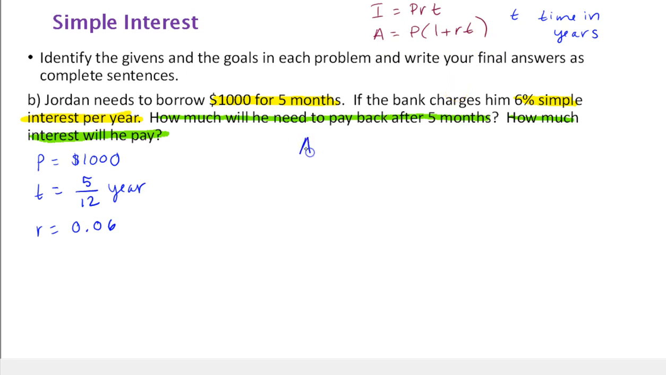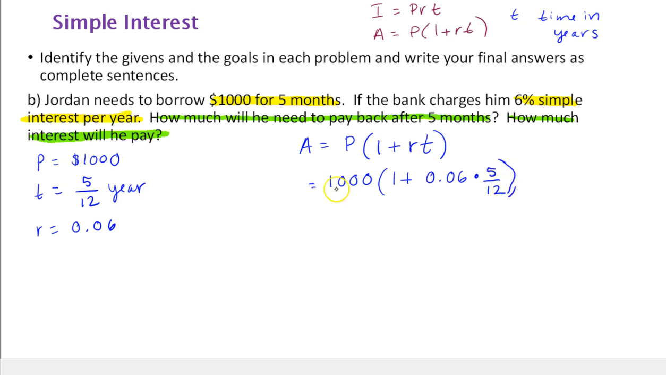So the amount he pays back is principal times 1 plus rate times time. Now we'll plug in our given values. That's 1,000 times 1 plus 0.06 times 5/12, close parentheses. Don't be bothered that we're multiplying decimals and fractions. We're just going to put this fraction in as division, so 5/12, and we're not going to simplify until the end.